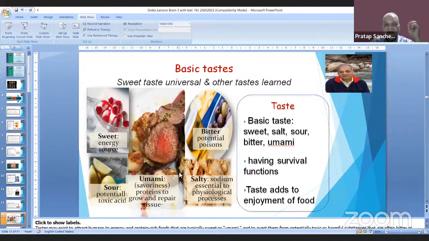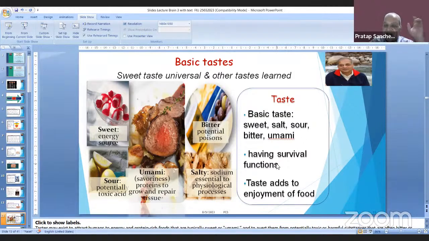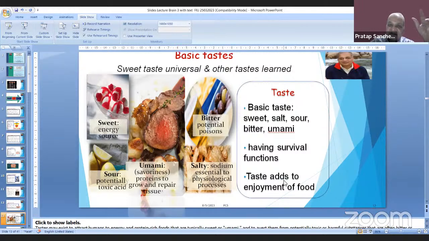Basic tastes are sweet, salt, sour, and bitter. Recently, umami has also been added, a sensation related to proteins, and we'll be talking about this also. It has a basic relation to survival. In fact, all sensory functions are related to our survival. And taste has an important part in selecting the food and enjoying it.